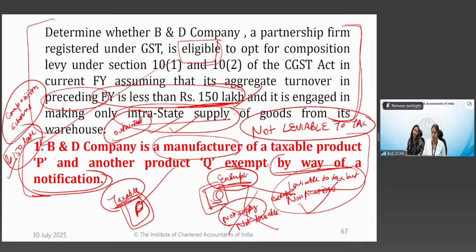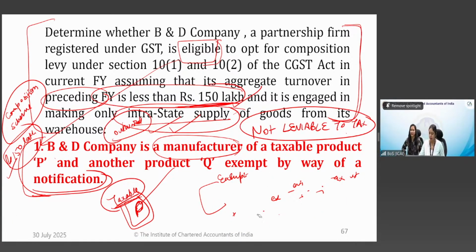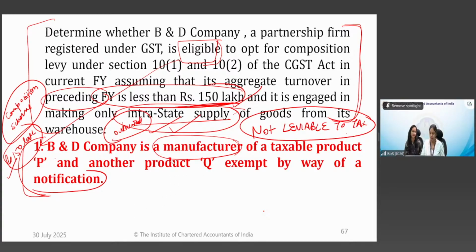This is a very fine point which you need to carefully understand and remember also, because there is a very slight difference. तो यहाँ पे not leviable नहीं, by way of a notification. It is leviable to tax, but afterwards it has been exempted by way of a notification, which makes it eligible for composition scheme.